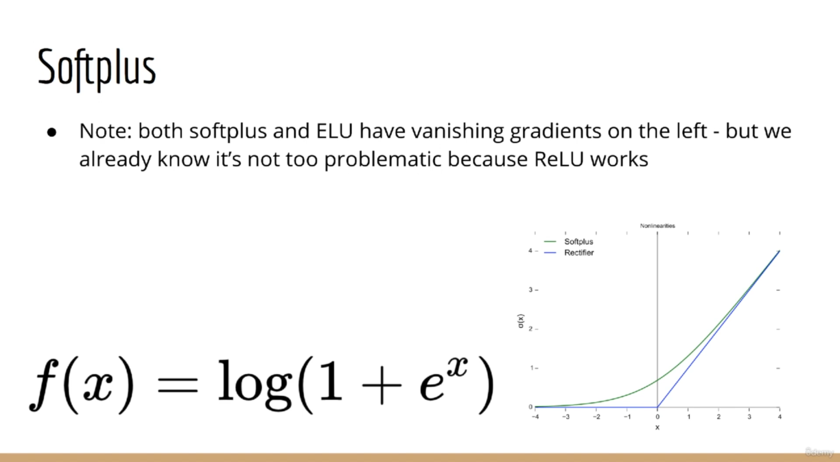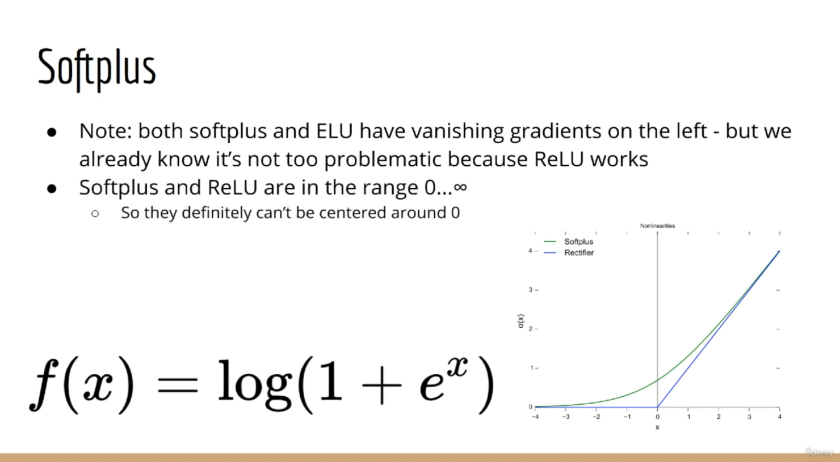Also, although we initially stated that we would like the inputs at each layer to be centered around 0, we can see that the ReLU and soft plus do not accomplish this. For the soft plus and the ReLU, the minimum value is 0, while the maximum value is infinity. This definitely means they won't be centered around 0. So, is the ReLU not a good choice in the end?